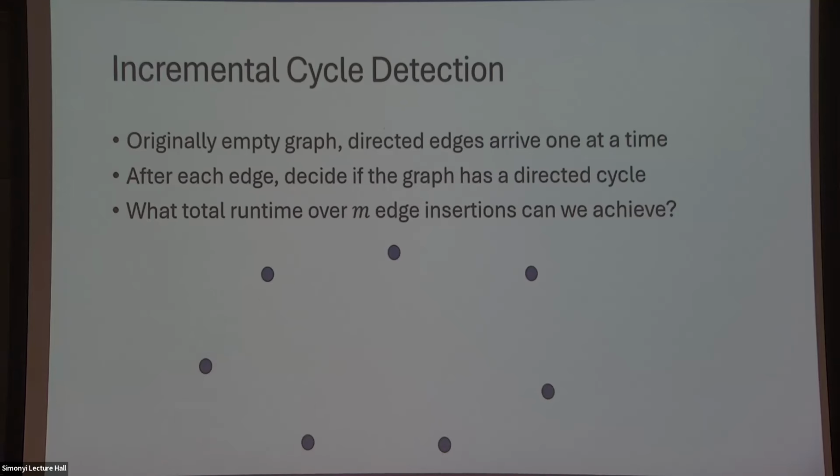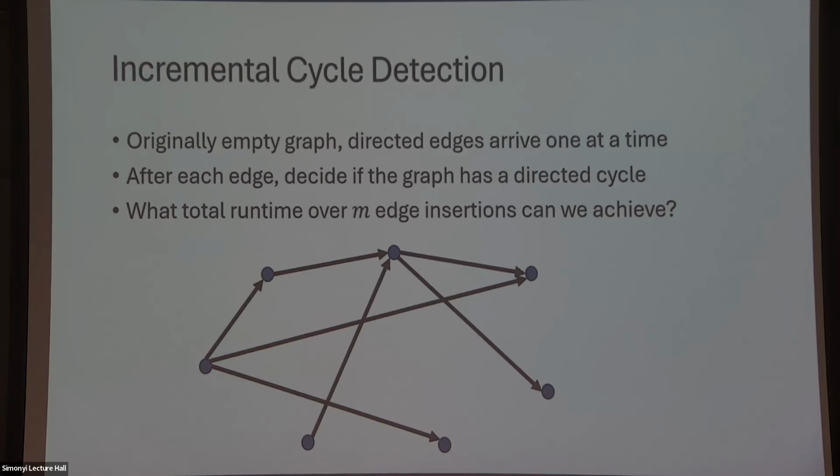Just to make sure we all understand the problem and what a dynamic graph process is in general: initially an empty graph, an edge arrives, there's no cycle. So the algorithm looks, no cycle, looks again, no cycle. This keeps happening, there's still no cycle. And finally, an edge gets added that creates a cycle. At this point, the algorithm should say, okay, I found a cycle, we're done.